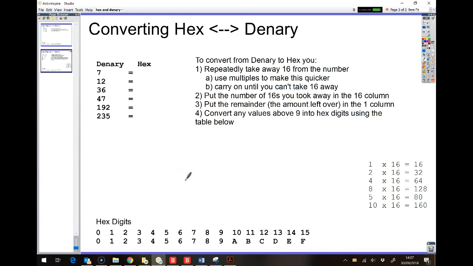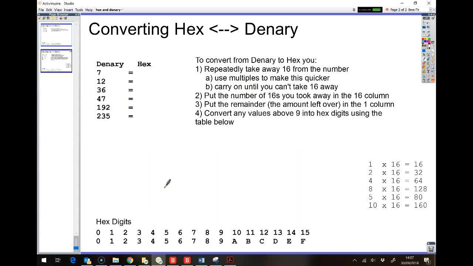Welcome back. Last video we saw how to convert from hex to denary. Now we're going to go the other way around, from denary to hex. This is by far the hardest number conversion that we have to do in the course. Now the first thing to say is that you will only ever be asked to do two hex digits worth. So actually the maximum number you have to worry about is 255.